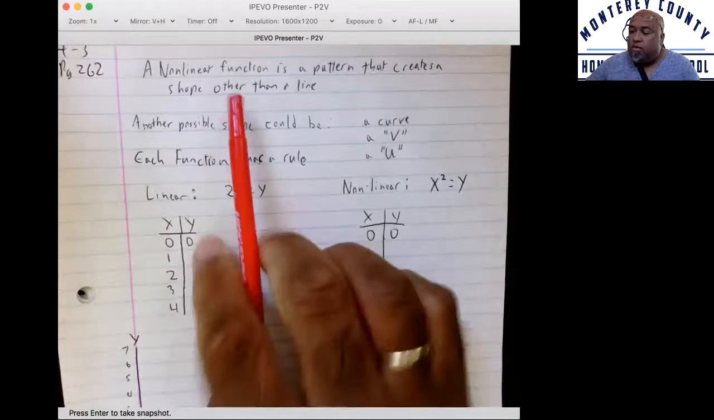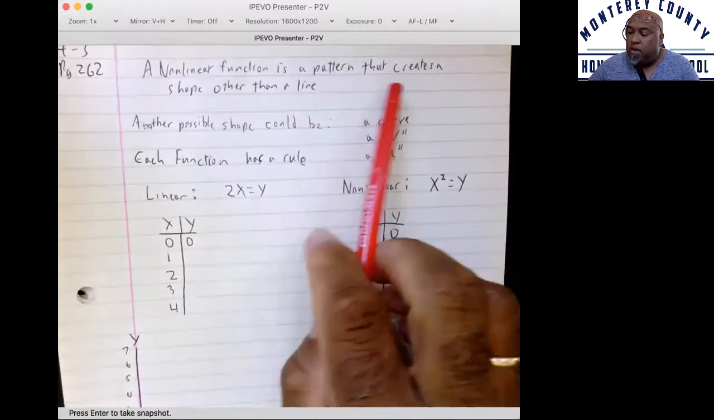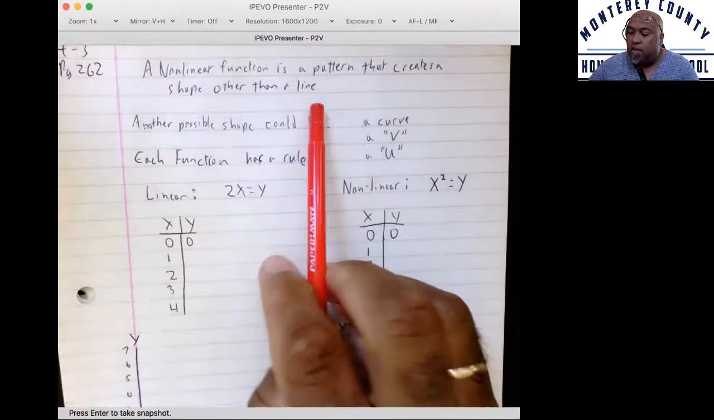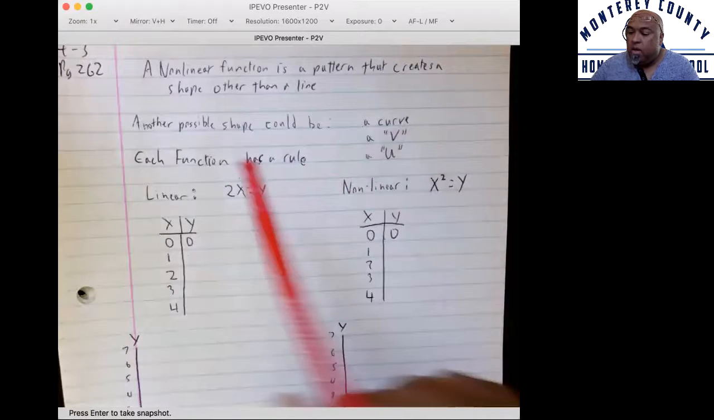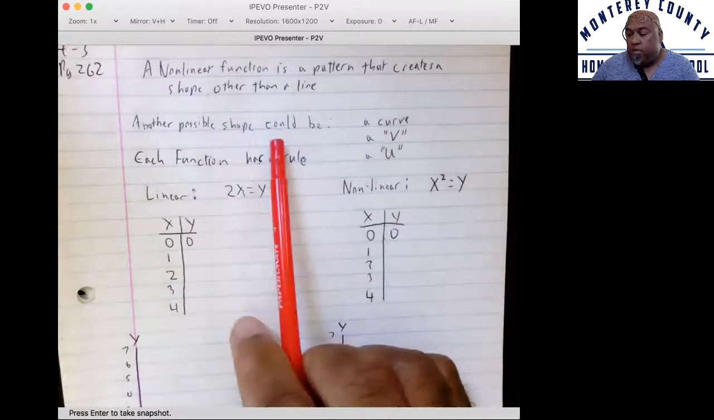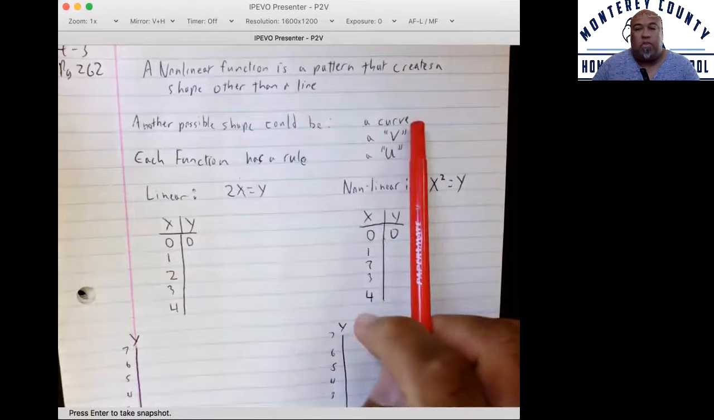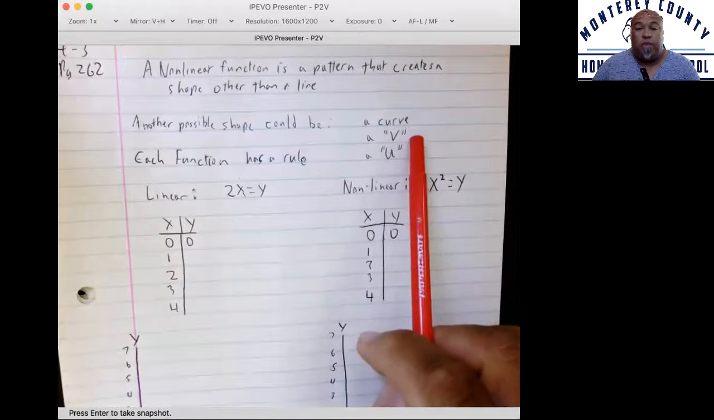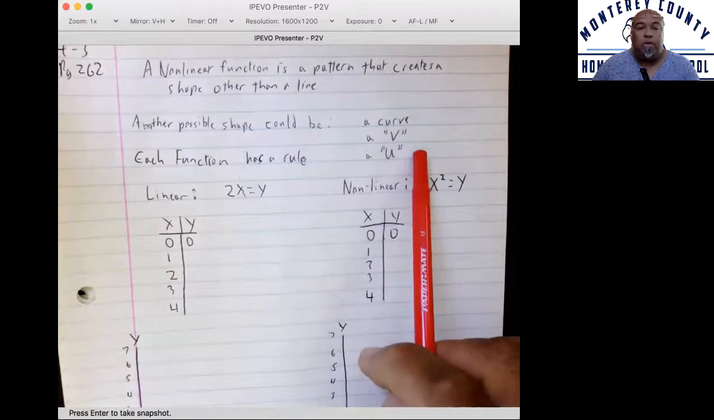A nonlinear function is a pattern that creates a shape other than a line. Another possible shape could be like a curve, for example. It might create a curve, or a V, or a U.